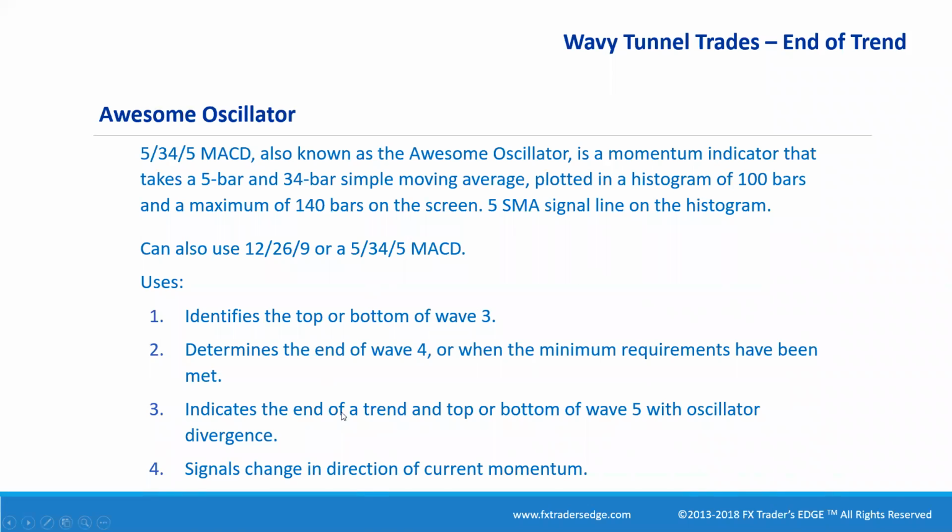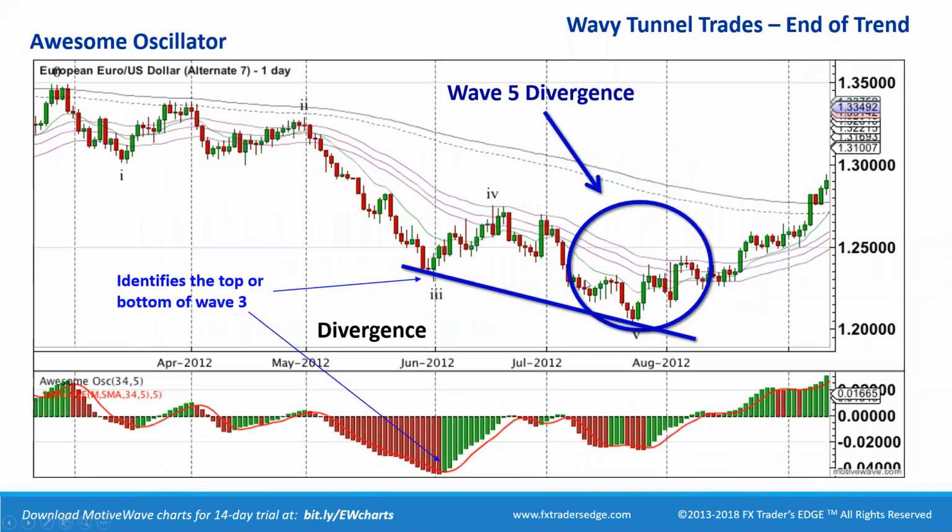So let's move on. Here is a picture of the Awesome Oscillator with divergence. And what this does, it identifies the top or the bottom of wave 3 because you're going to have the peak for a wave 3. When Juan labels his waves, he looks for the peak in the Awesome Oscillator and he labels it a 3. That's how he does it. And then the divergence happens with wave 5.